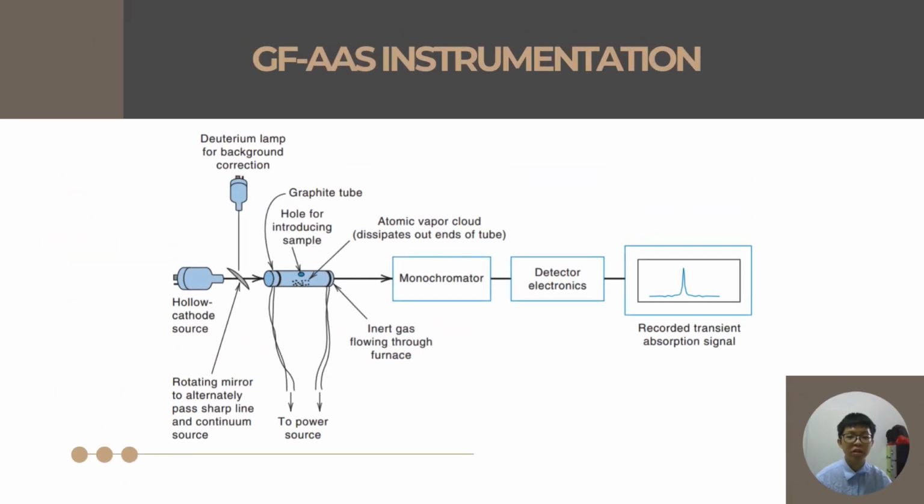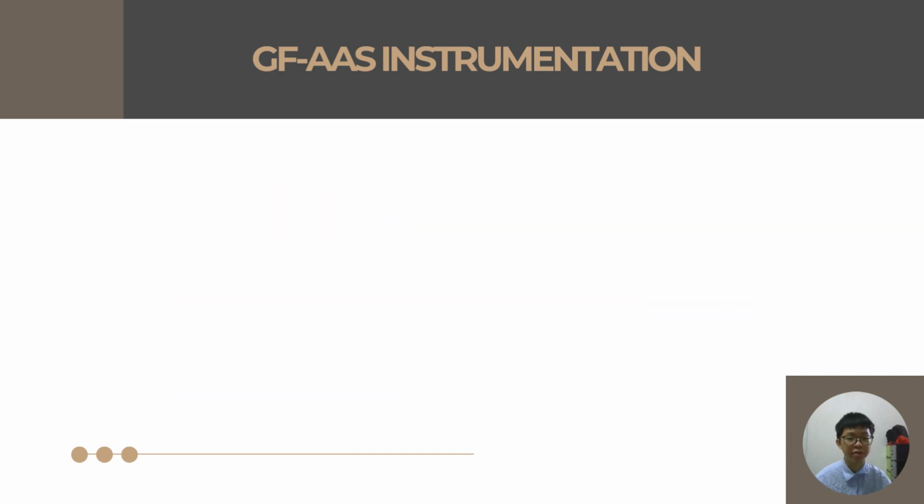Now we will have a look at the GFAAS instrumentation. Firstly, the hollow cathode lamp emits the light and the background absorbance is removed before entering the graphite furnace. Next, the sample is introduced through the hole on the graphite furnace while the inert gas is flowed to avoid any oxidation, but stopped during the atomization stage. The light continues to pass through the monochromator, the detector, and finally comes out as a readout.